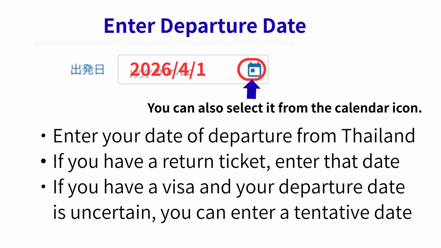Next is the departure date entry. Here, enter the date you plan to leave Thailand. If you already have a return ticket, enter that date. If you have a visa and your departure date is not yet decided, you can enter a temporary estimated date. You can also click the calendar icon to select the date.